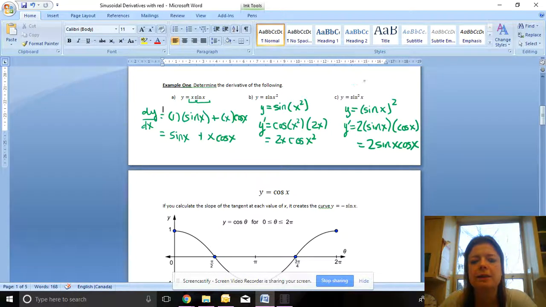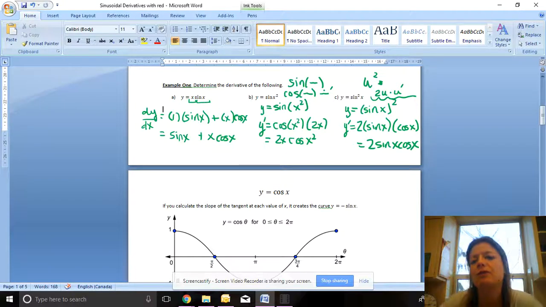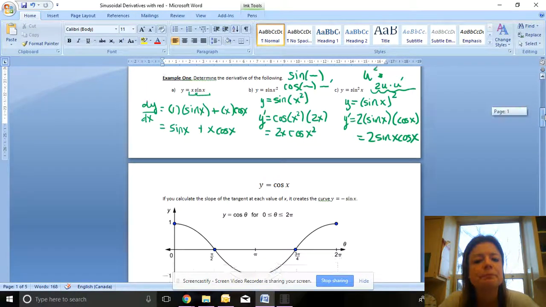You can think about this as blah squared. So the derivative of that is 2u times u prime. That's what we did, just the chain rule. But in this case, you think about it as sine blah. So the derivative of that is cos blah times blah prime. If you have questions about that, let me know in class.